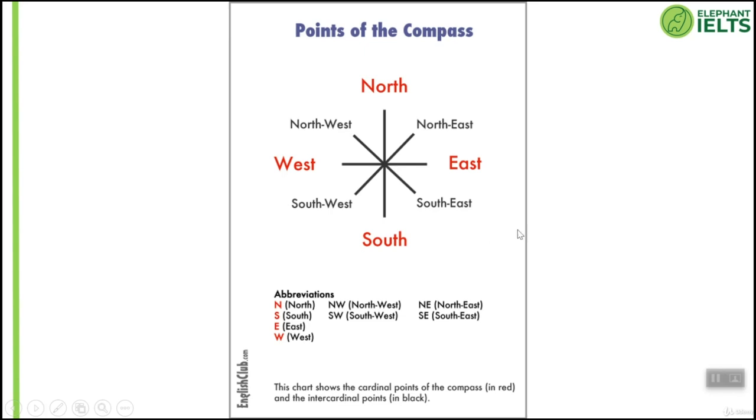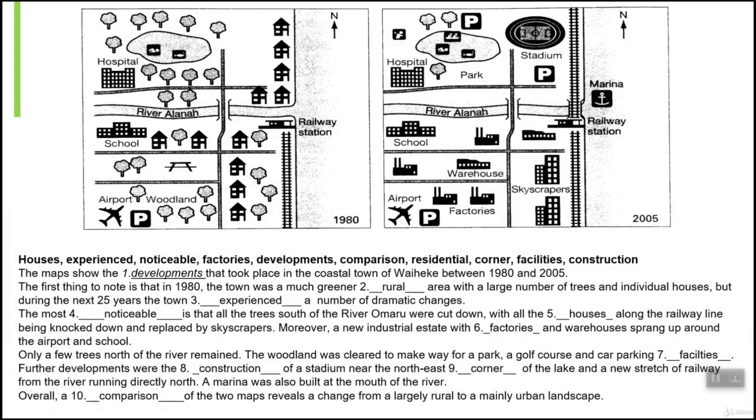You may even have to describe changes that took place in the corners of the map or the area you're describing. So you would use words like in the northeast or in the northwest corner or in the southwest corner or the southeast part of the town, for example. So be prepared to use the points of the compass. Now look at these maps.